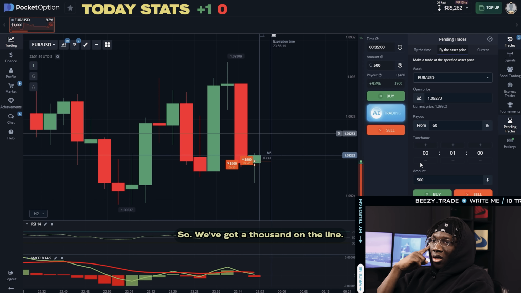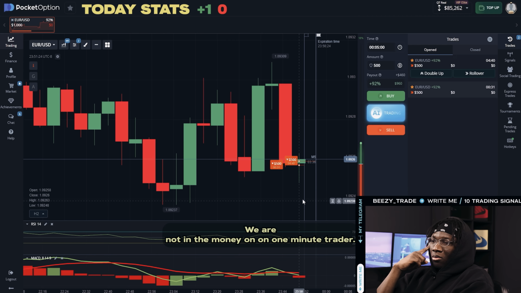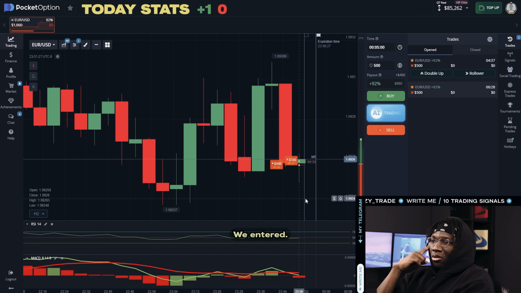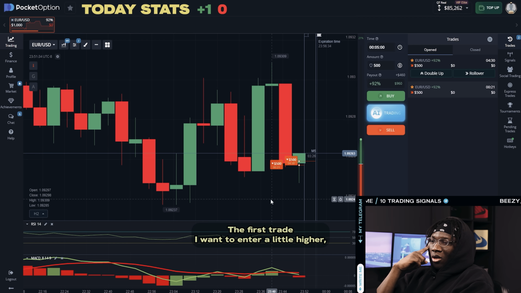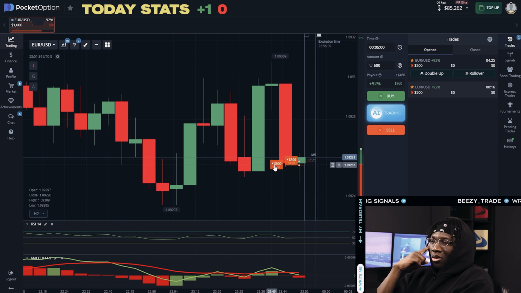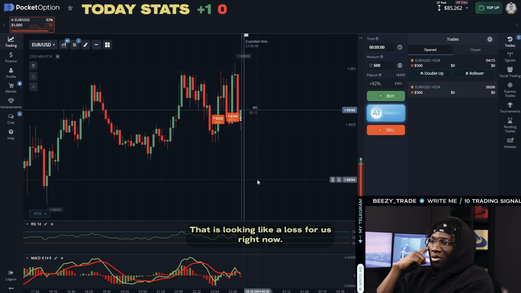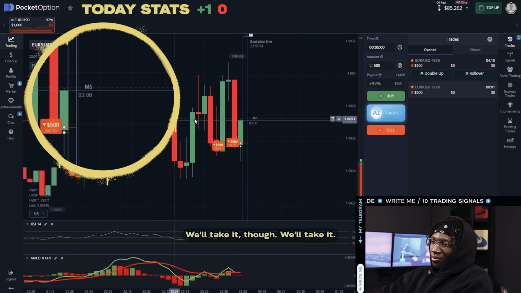So we've got $1,000 on the line. We are not in the money on a 1 minute trade that we entered, and we are out of the money on both trades right now. The first trade I wanted to enter a little higher, but it seems like even that wouldn't have really helped the situation. All right, that is looking like a loss for us right now. We'll take it though, we'll take it.